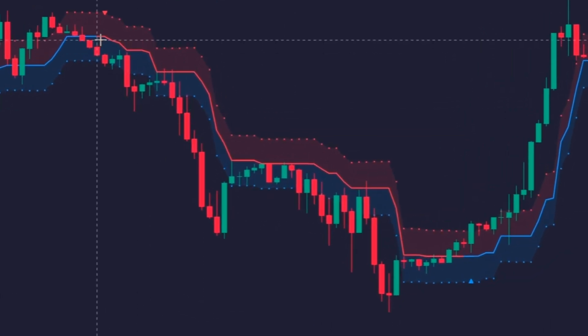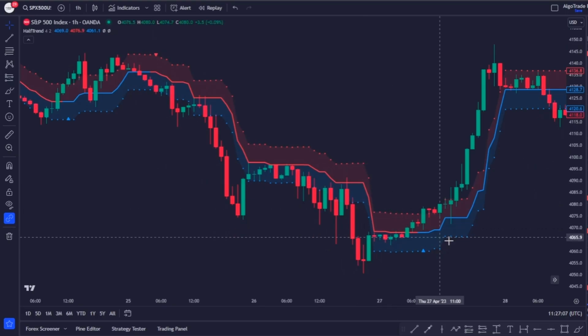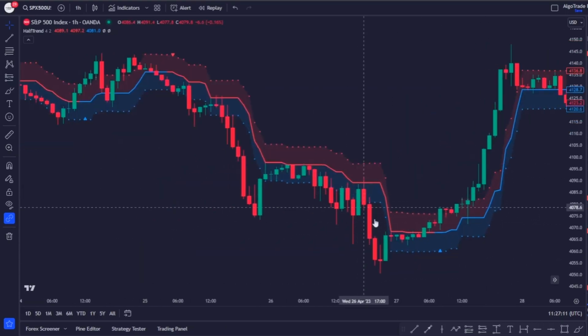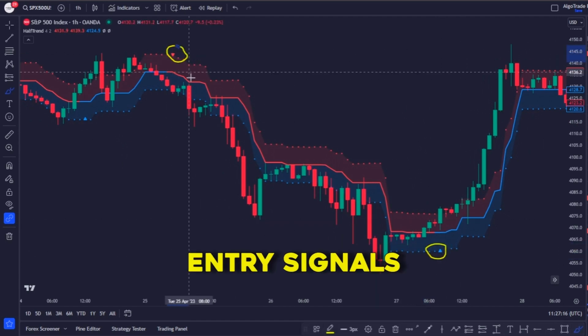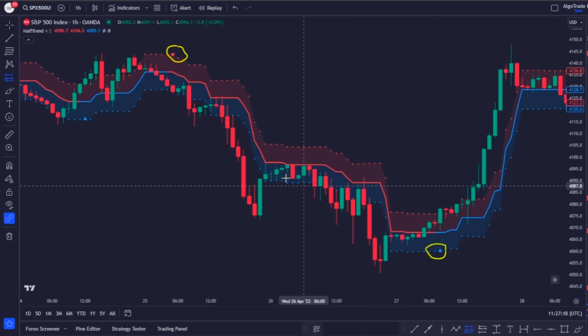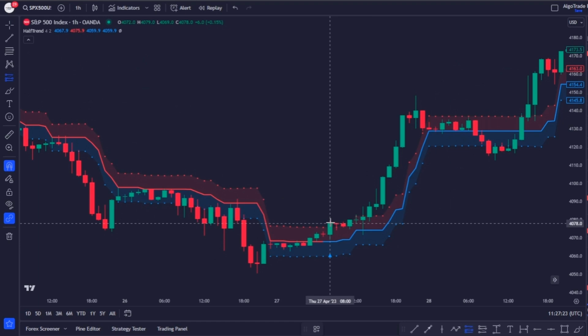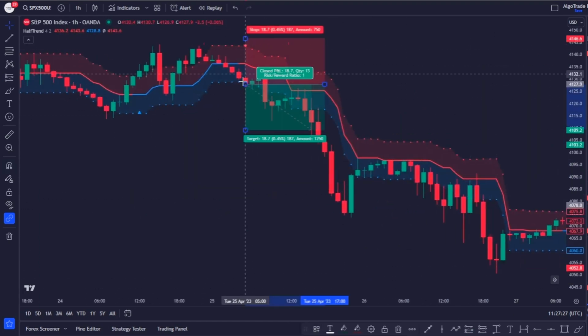It is formed by this line that changes from blue to red according to the market's trend, so it can be used to filter fake signals from other indicators, and in addition it also displays blue and red arrows that can be used as entry signals, which is the way we will use this indicator today. A long position will be taken if a blue arrow appears on the chart, and a short position will be taken in the case of the red arrows.